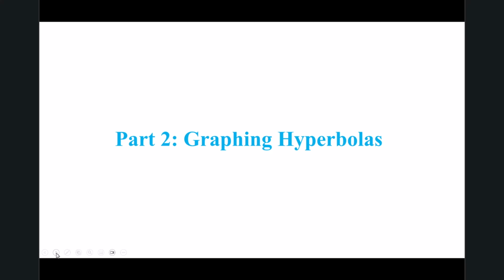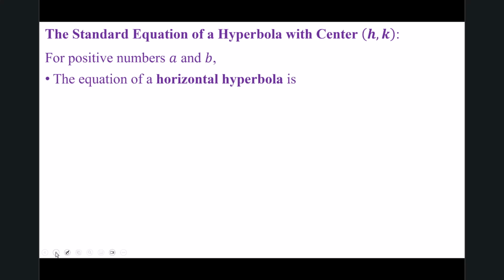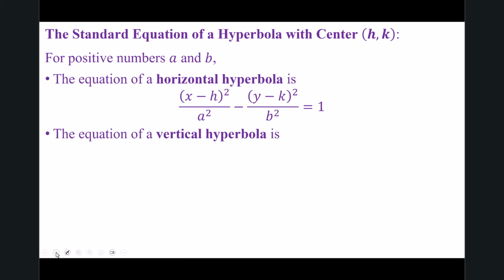Part 2, Graphing Hyperbolas. The standard equation of a hyperbola with center (h, k), for positive numbers a and b: the equation of a horizontal hyperbola is (x minus h) squared over a squared minus (y minus k) squared over b squared equals 1. And the equation of a vertical hyperbola is (y minus k) squared over b squared minus (x minus h) squared over a squared equals 1.